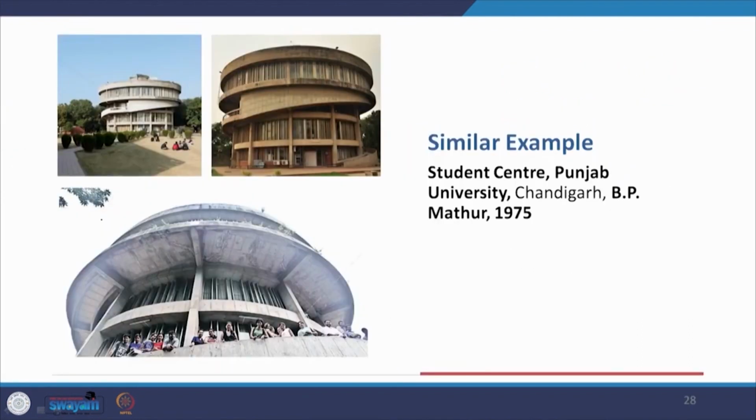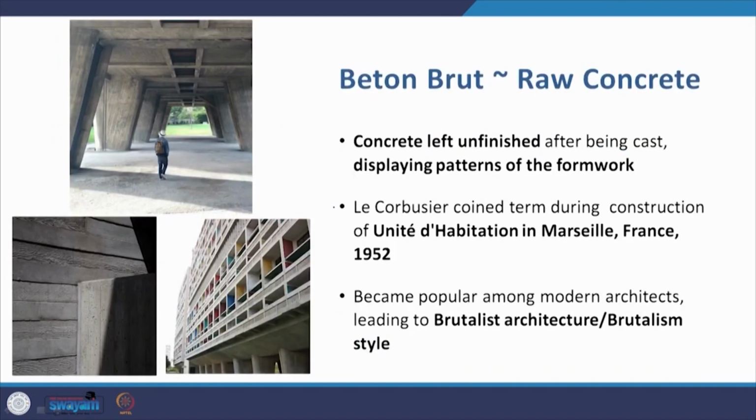Then a similar example you can see in a circular building by B.P. Mathur in 1975, the Student Center in Punjab University. This also has this harmonic progression of louvers, and it is a building in beton brut, in rough cast concrete. Now just to give you a recollection of beton brut or raw concrete: concrete left unfinished after being cast, displaying the patterns of the formwork. As you can see here, the shuttering has been removed, and the imprint of the shuttering design is left, the concrete is left as it is.